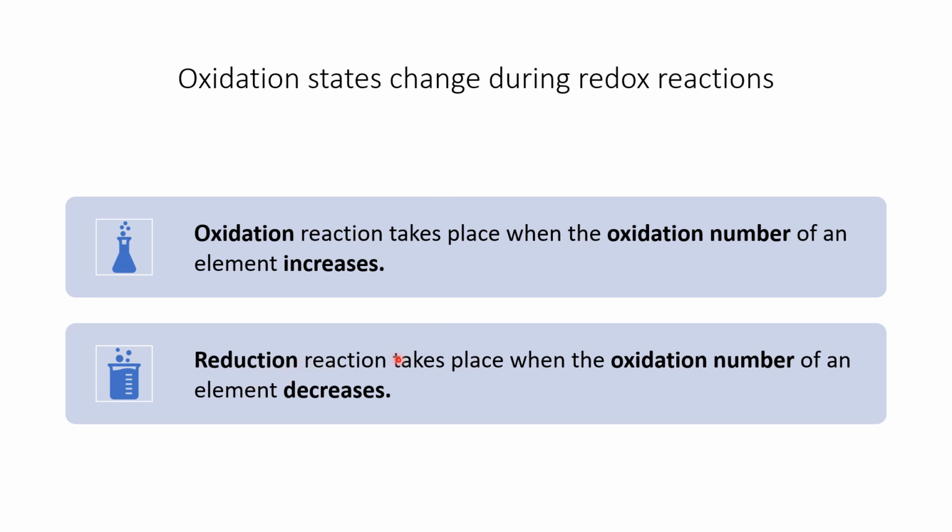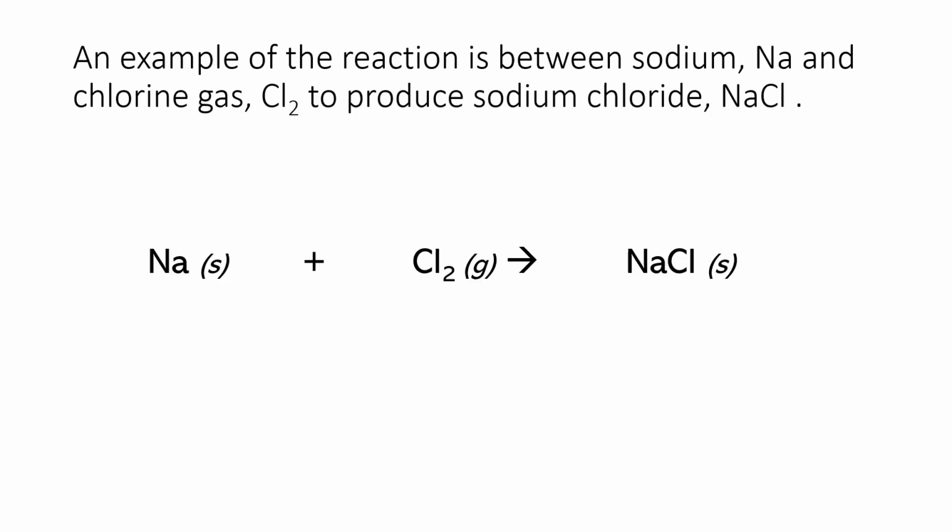Alright, reduction reaction takes place when the oxidation number of an element decreases. Okay, so for a reduction reaction, the oxidation number must decrease. Example, from 0 to -1. So daripada 0 kepada -1, maksudnya ada penurunan kepada oxidation number dia. So it is a reduction reaction. So kita tengok contoh macam mana.